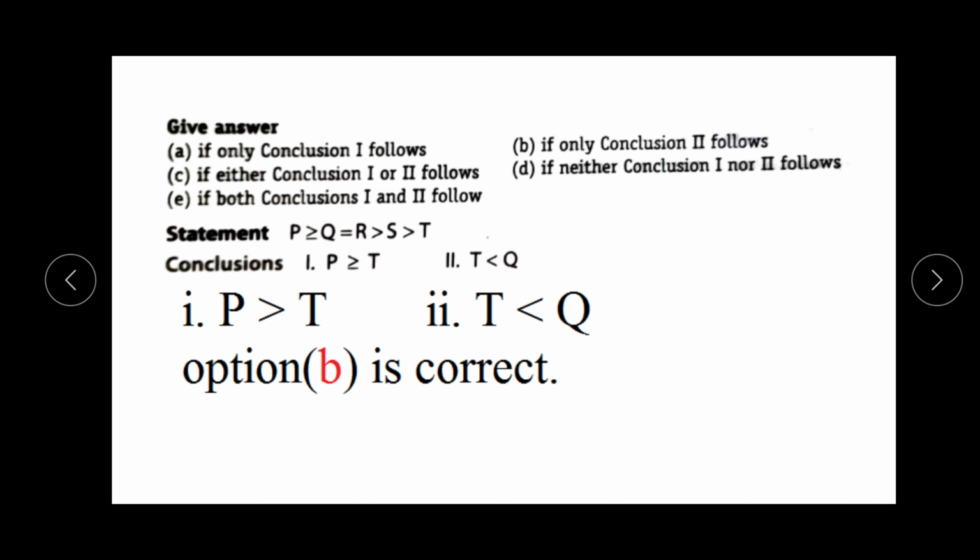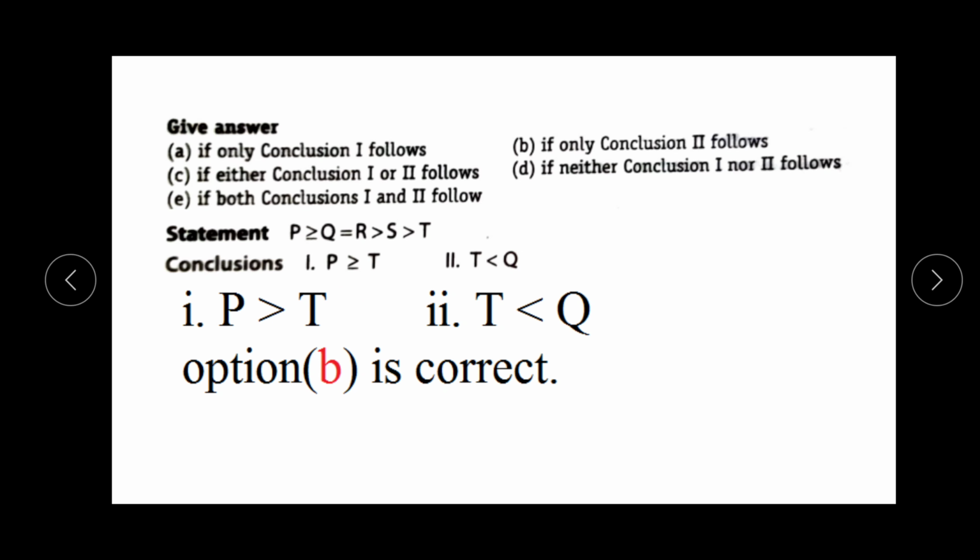It means that when the relation between p and t, greater than or equal to, is correct, then the conclusion is following. When the relation between p and t, greater than or equal to, is not correct, then this conclusion is not following.